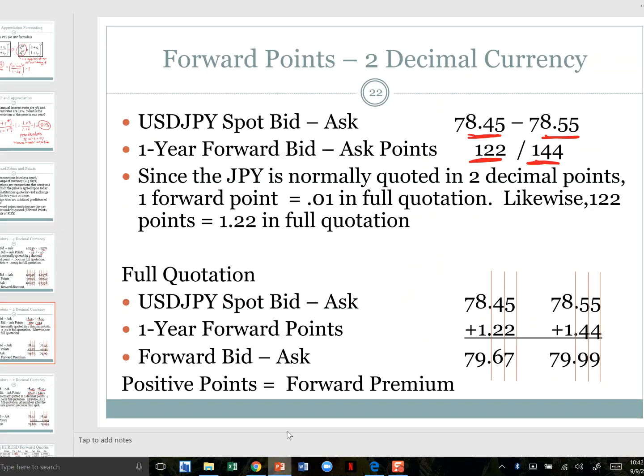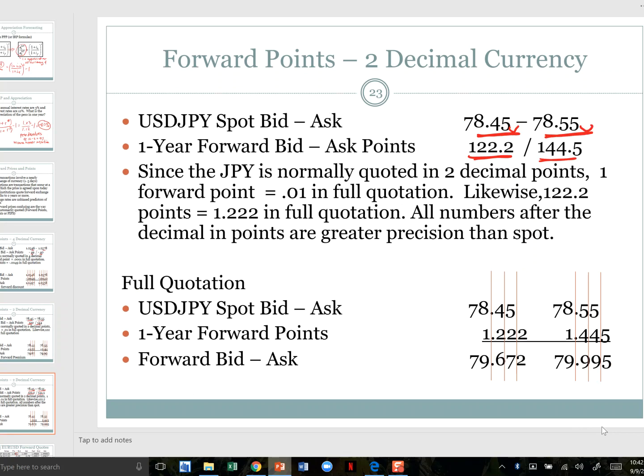So let's see what that looks like. Say it was 122 pips. I would just add 1.22 because I right justify. Anyone have problems with that? All right, well, the next slide says, well, what if it's 122.2 pips? Holy crap. Still right justify the 122. Don't worry about the fraction of a pip. Then throw in that extra precision.